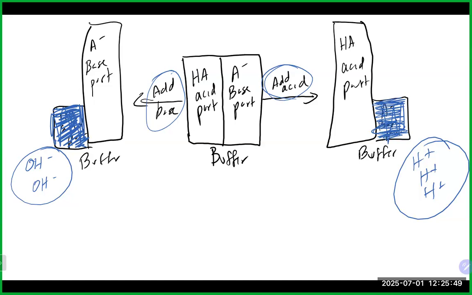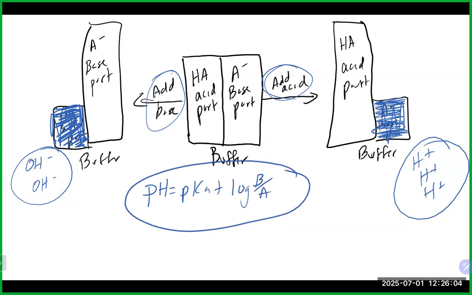Now, how do I know how I should make my buffer or what I should make my buffer out of? You could actually use the Henderson-Hasselbalch equation, which, by the way, is really the equation that is used in a buffer situation. I know we talked about common ion, but for the most part, you're going to see it as a buffer situation, because a buffer is a common ion situation that's occurring.